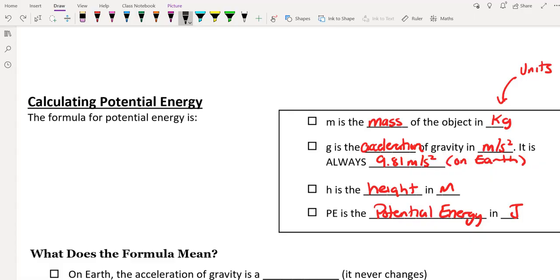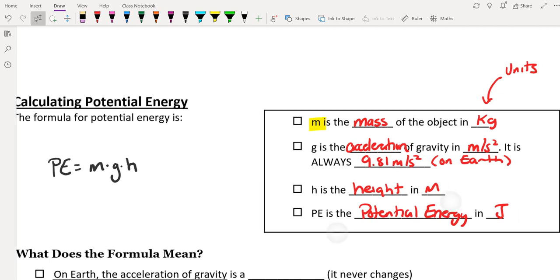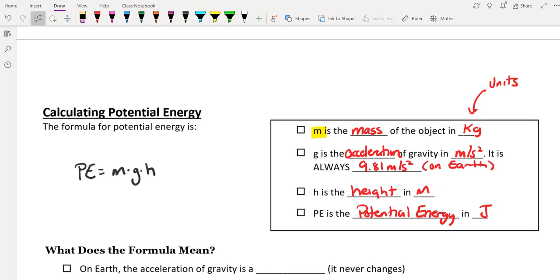What is the equation that relates potential energy to all of its factors? Well, the formula is potential energy is equal to m times g times h, where m is the mass, and the mass of an object is measured in kilograms. Those are the units. G is our acceleration due to gravity, and its units are meters per second squared. And this is always 9.81 meters per second squared on Earth.